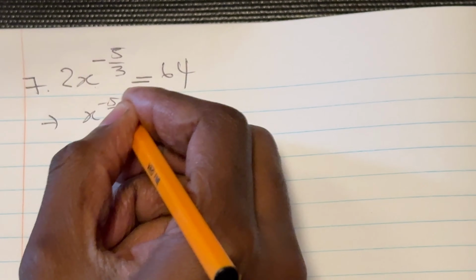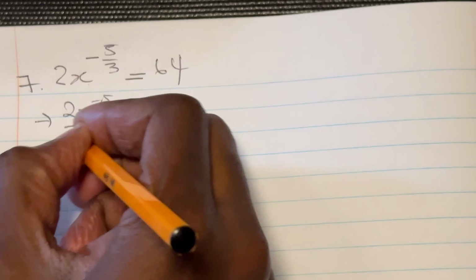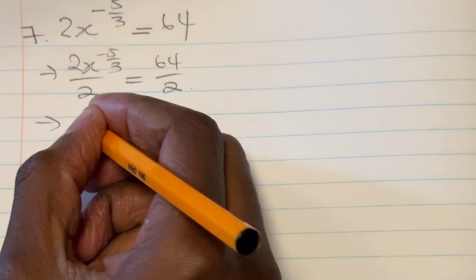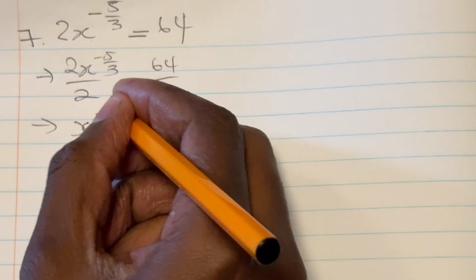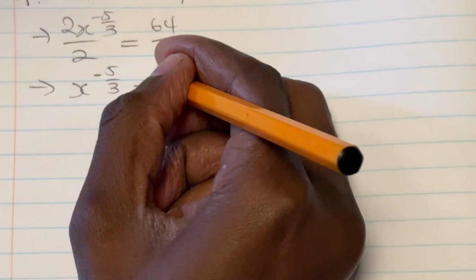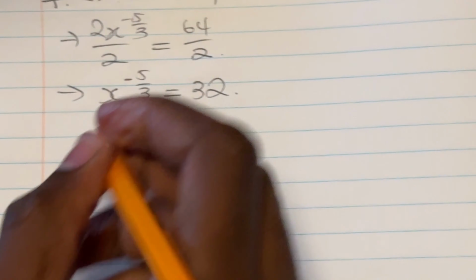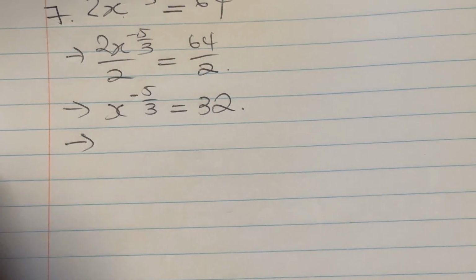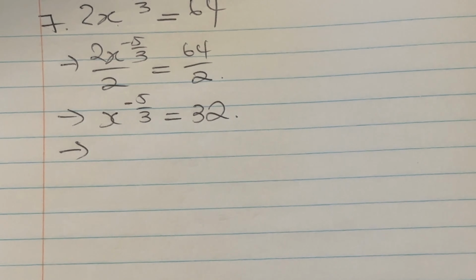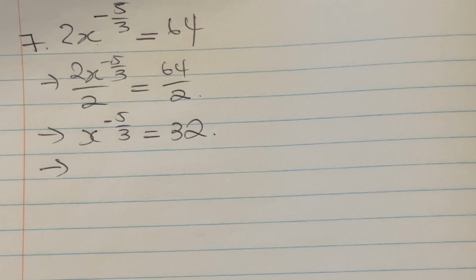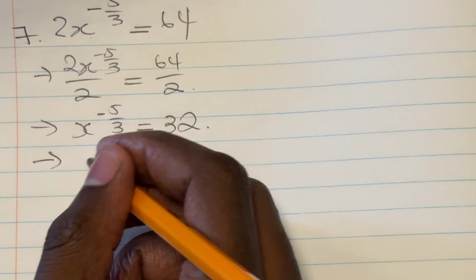x minus 5 over 3 over 2, which is equal to 64 over 2. Now proceeding, you're going to have x to the power of negative 5 over 3, which is equal to 64 divided by 2, which is 32. Now remember, for you to solve for x, you can multiply the exponent so that you remain with 1. So what can you multiply the exponent with to remain with 1? You can multiply with the inverse of the negative of that exponent.